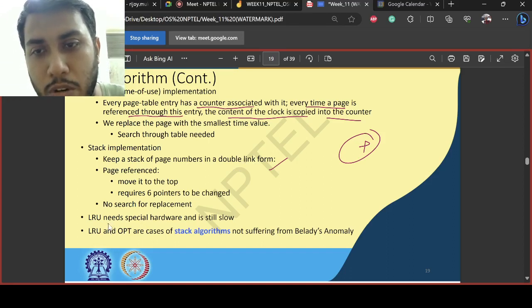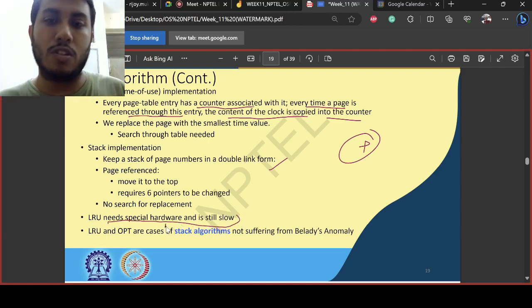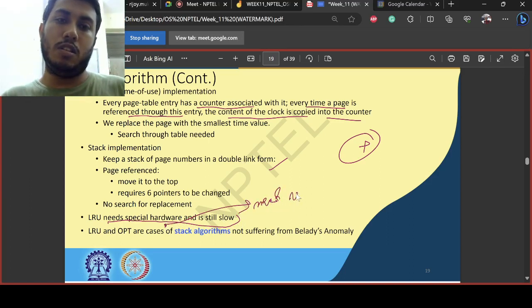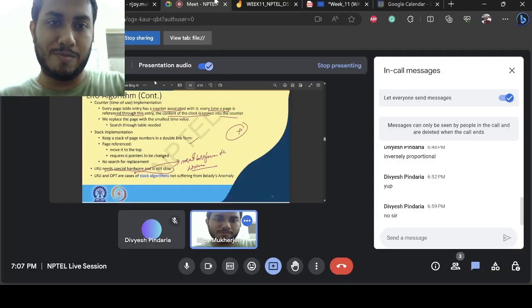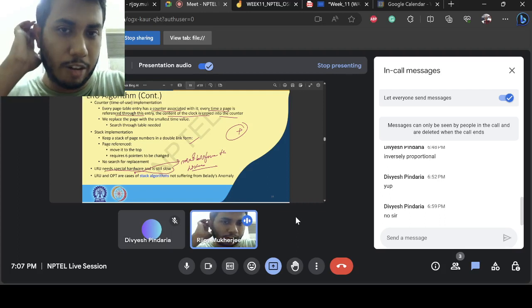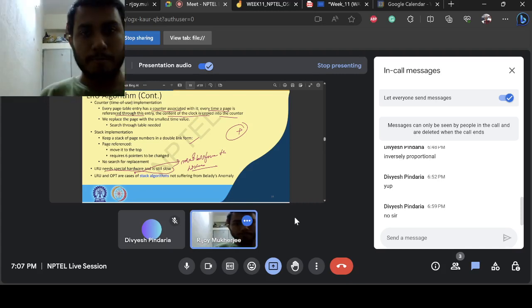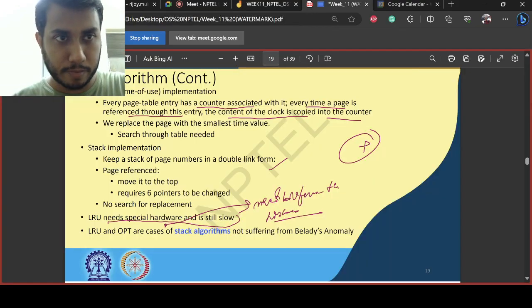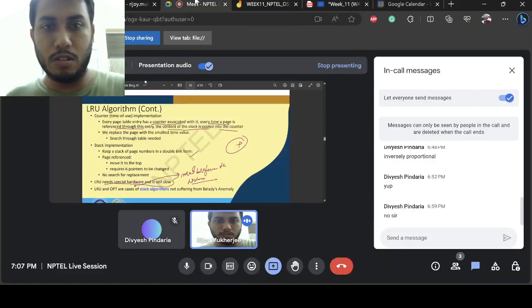One thing is sure: LRU requires special hardware. It is a little slower than FIFO. Special hardware, because you need to reference the history. So the hardware should be counters, nothing more. So any doubt regarding LRU?